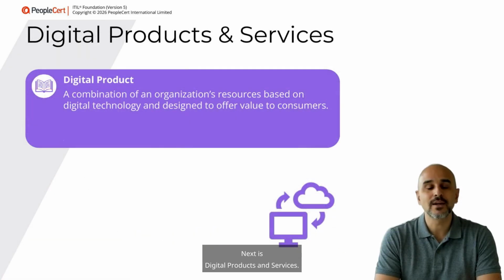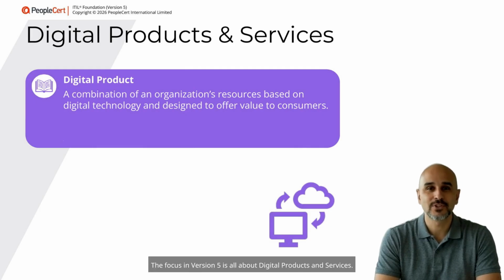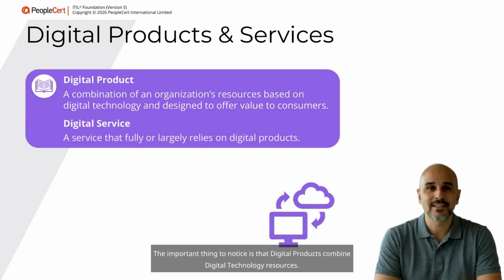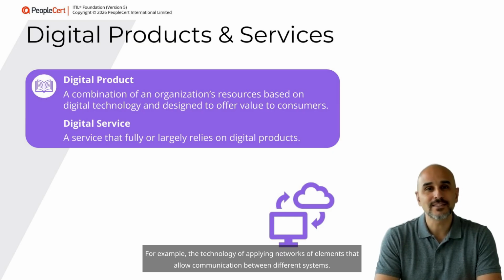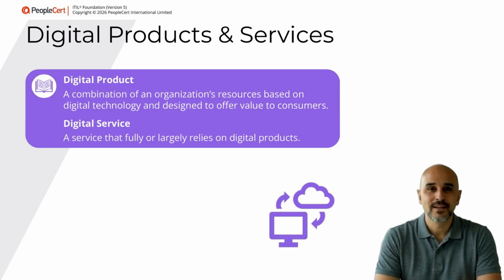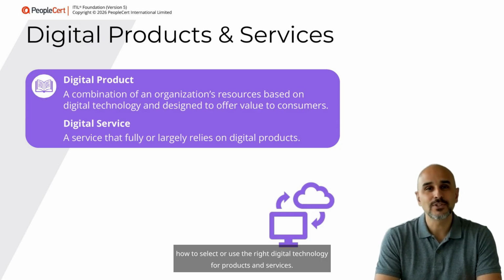Next is digital products and services. The focus in version 5 is all about digital products and services. This slide shows the definitions of a digital product and a digital service. The important thing to notice is that digital products combine digital technology resources. For example, the technology of applying networks of elements that allow communication between different systems. Digital services, on the other hand, rely on digital products. In version 5, we learn how to select or use the right digital technology for products and services.